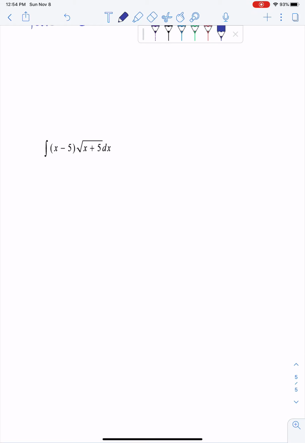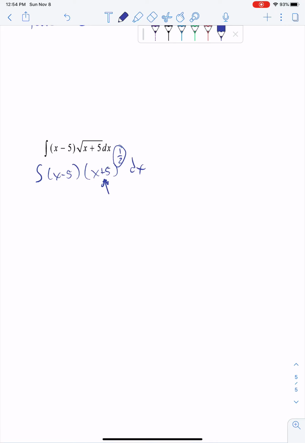So this is going to be another one where our u might be a little bit difficult to come up with. So I'm going to rewrite this first as the integral of x minus 5 times x plus 5 to the 1/2 dx. I'm going to give you a hint. Your u is almost always whatever is inside your exponent function. You could do u as x minus 5, but x plus 5 is inside with this exponent.